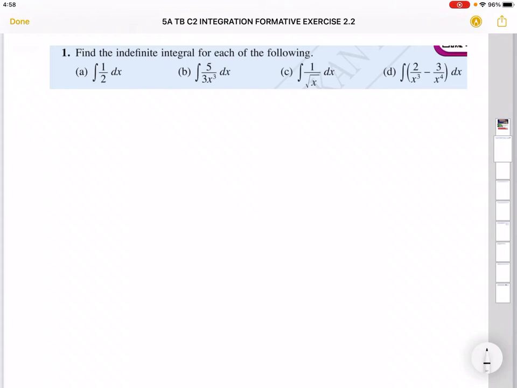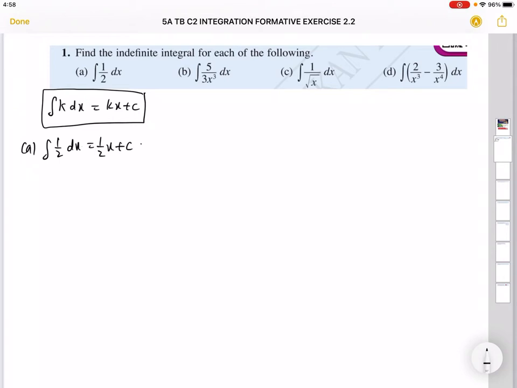So the first one is when you integrate a constant k, you get kx plus c. I'd like to go through this formula with you. So this is just kx plus c. For part A, when you integrate 1 over 2 dx, you just get 1 over 2x plus c. Now the second formula is integration of axn dx. When you integrate this, we copy a, copy x, increase the power by 1, divide by the increased power plus c. This is what we call the general term.